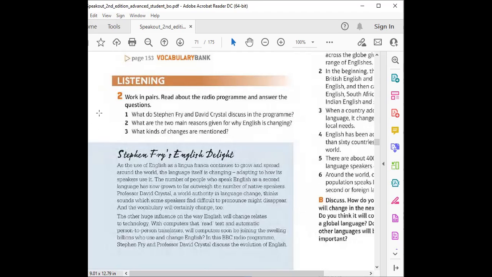This is the answer for this one. This is one reason, and the other reason is the influence of computers and automatic translators. So these are the two main reasons. First, more people are speaking it as a second language. Second, the influence of computers and automatic translators. Okay, so far so good. Do you have any questions here?